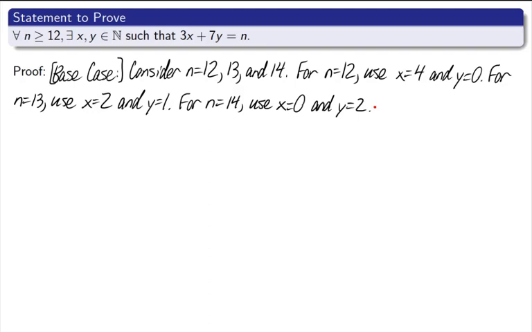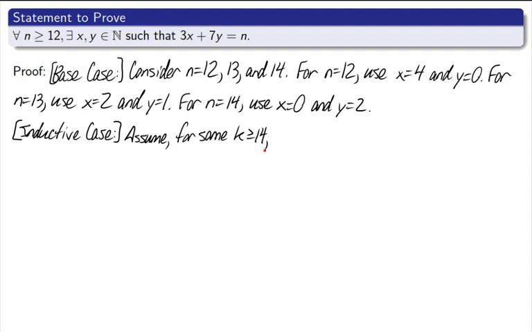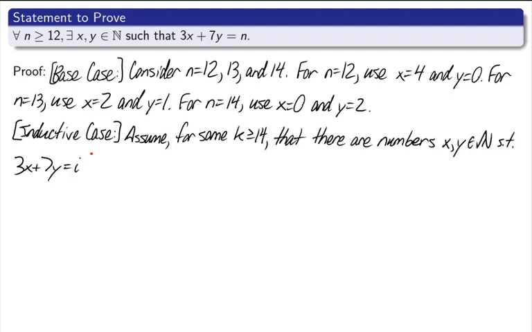Now let's move into the inductive case. The wording here needs to be a little bit more careful than what we did with regular induction. Assume, for some k greater than or equal to 14, again k picks up where you left off, just like it did for regular induction. But now I need to assume that the statement holds for all values of k up to 14, and starting at our 12 starting point. That there are numbers x and y in the natural numbers such that 3x plus 7y equals i.